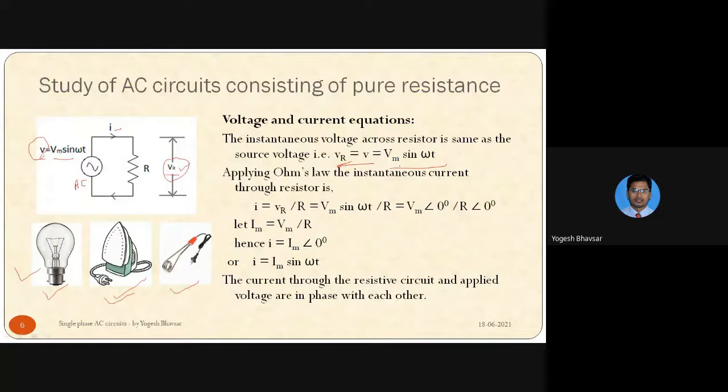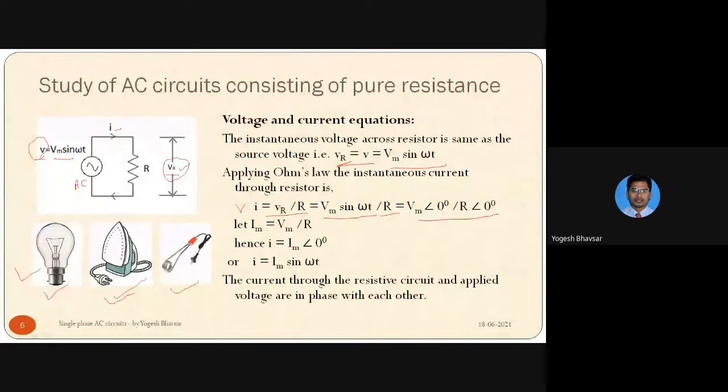Now apply Ohm's law to the instantaneous value of the current. Then i is equal to VR by R, because in the circuit we only have resistance, voltage source, and current. So we can apply Ohm's law, v is equal to iR. So i is equal to VR by R, or v by R, same thing. So we can put the value of VR: Vm sin omega t divided by R. Now we can write this in polar form, Vm at an angle of 0 degrees and R at an angle of 0 degrees.